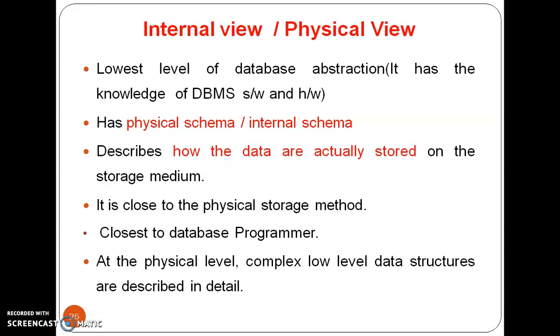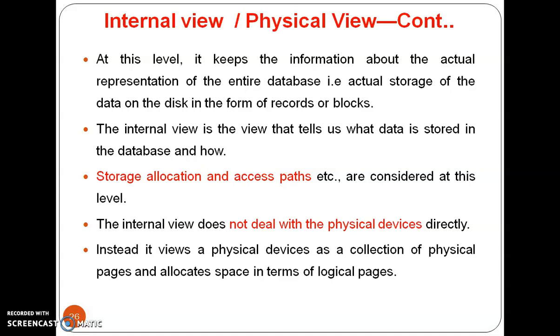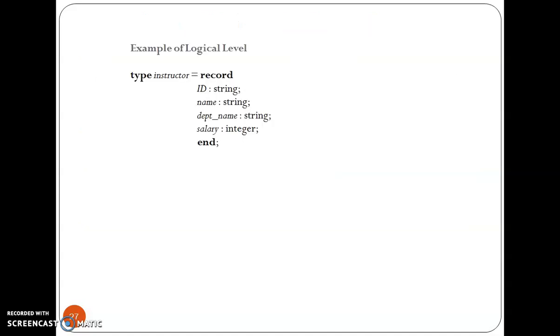The internal view is the lowest level, and it has a physical schema or the internal schema. It describes how the data are actually stored on the storage medium. It is close to the physical storage medium, and it is also close to the database programmer. At the physical level, complex low-level data structures are described in detail. So storage allocation and access paths are all considered at this level. This internal view does not deal with the physical devices directly. Instead, it views the physical device as a collection of physical pages and allocates space in terms of logical space.